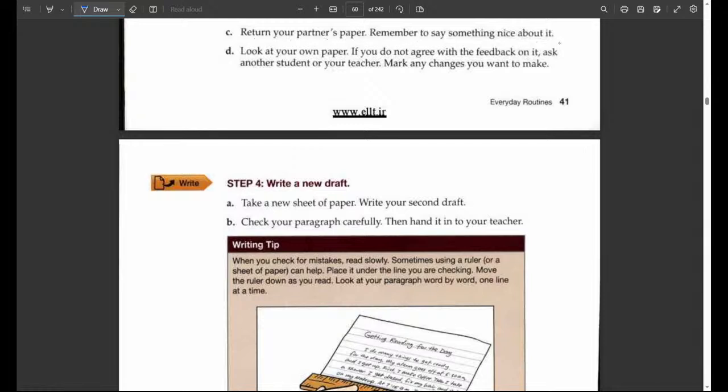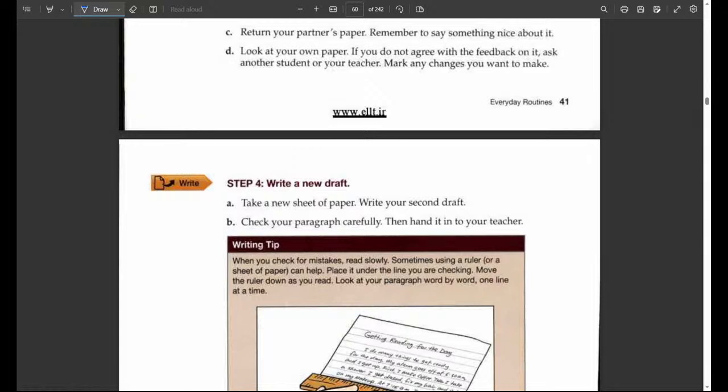Return your partner's paper. Remember to say something nice about it. Everyone makes mistakes. We should not be ashamed of our mistakes. It is not good to be prejudiced against someone. We should not judge each other. And so, thinking of some good things to say about a person would be very nice, because they would not feel totally bad. Sometimes it makes people feel bad, thinking that they haven't been able to do anything good.